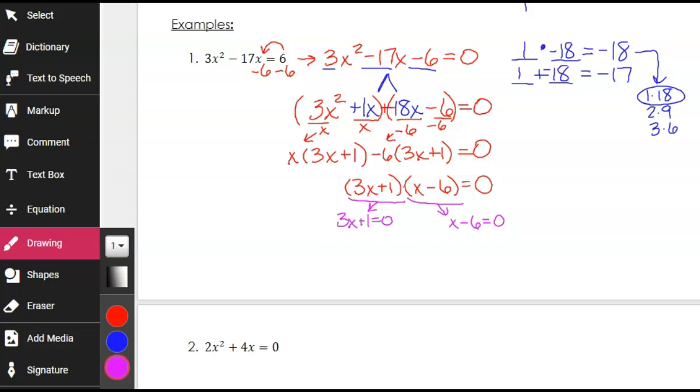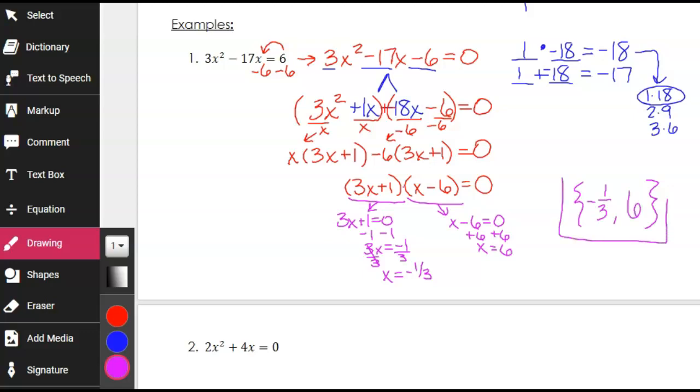So I'm going to solve each of my tiny equations. This one's easy. X equals 6. There's a solution. And then here, 3x equals negative 1. If I divide by 3, I get an x value of negative 1/3. So my solution is a set. I'm going to open up my braces. I'm going to list the numbers from smallest to biggest, because that's just the way you write your sets. It's the way you organize them. And this is my solution set.